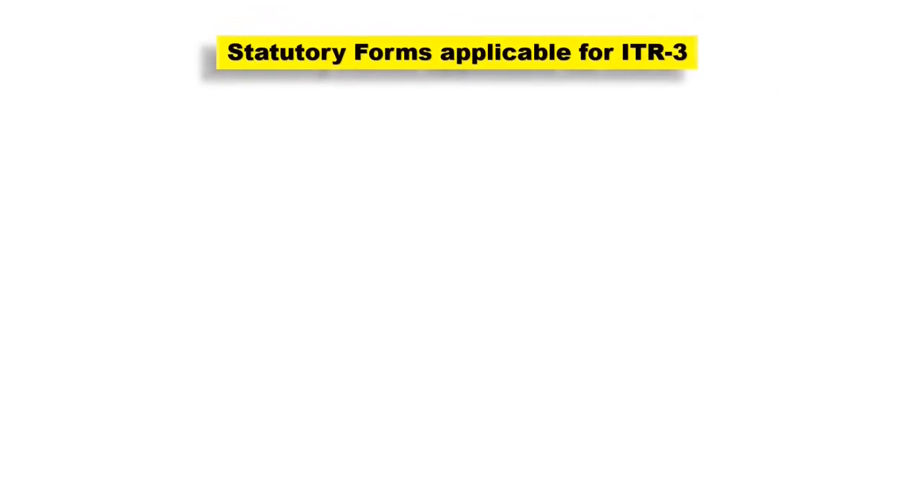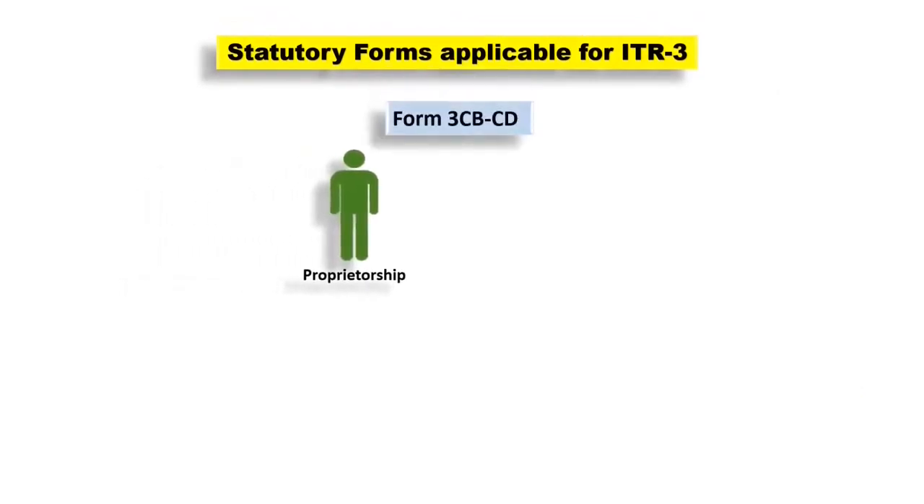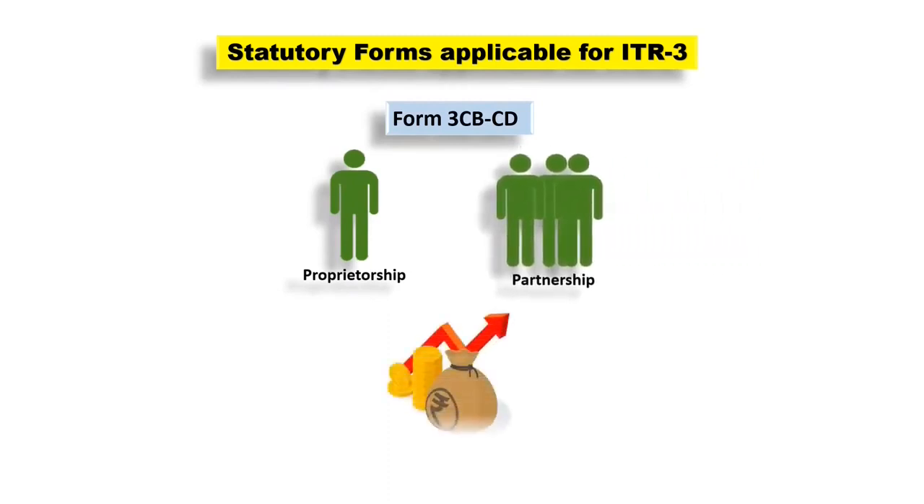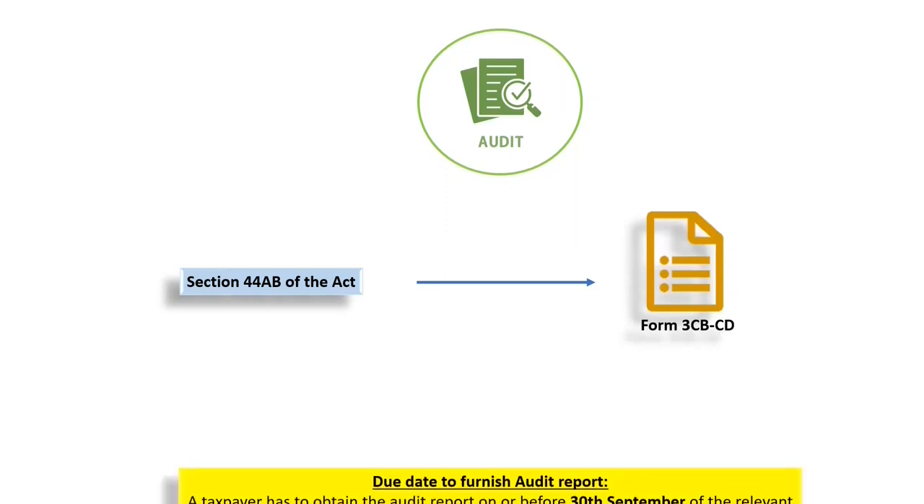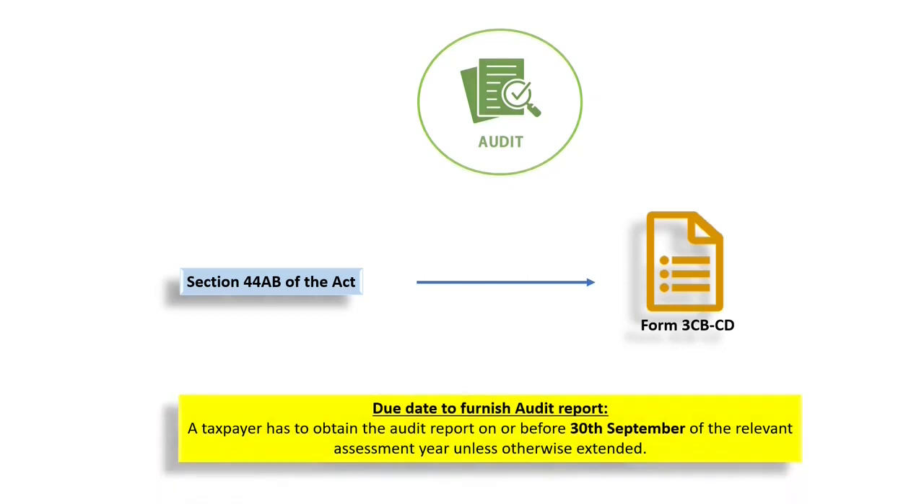Let us now see the statutory forms applicable for ITR 3. If you are a proprietorship or a partnership firm carrying on business or profession and are required to get your accounts audited as per the provisions of Section 44AB of the Income Tax Act, you are required to file Form 3CB 3CD if you are not required to get your accounts audited under any other law. The due date to furnish Form 3CB 3CD is on or before 30th September of the relevant assessment year unless otherwise extended.